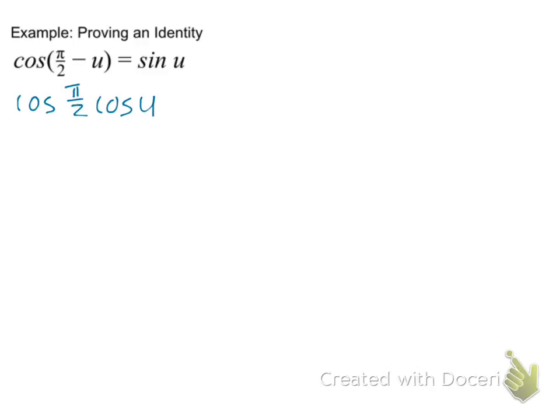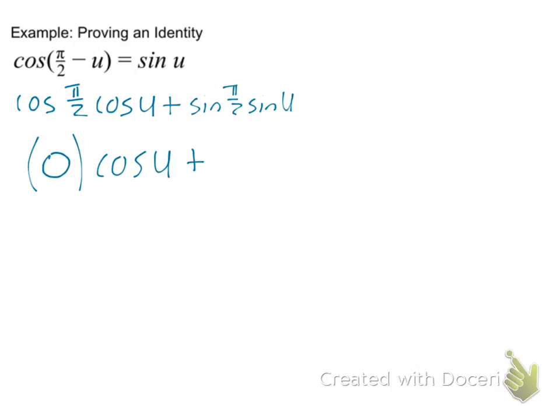What's the formula for the cosine subtraction? Cosine plus sine. We're going to ignore the negative on the u and change it to keep that positive because it's the value. So it's plus sine pi over 2 sine u. Question is, what's the cosine of pi over 2? We don't know cosine u. What's the sine of pi over 2?